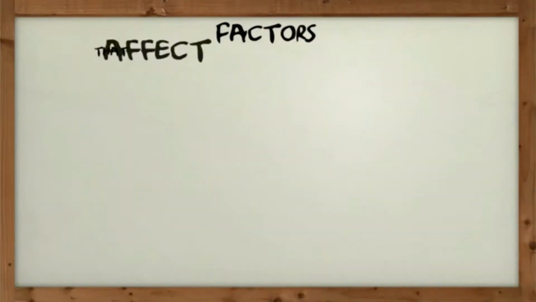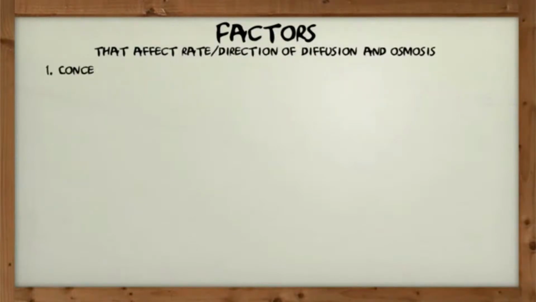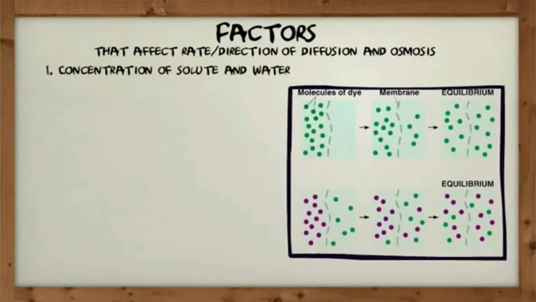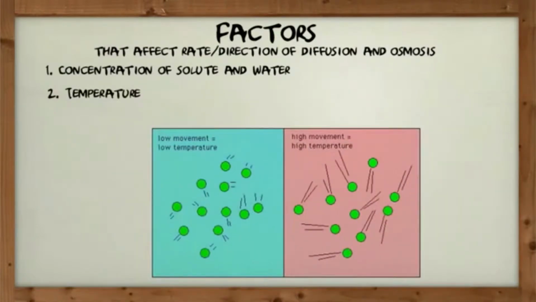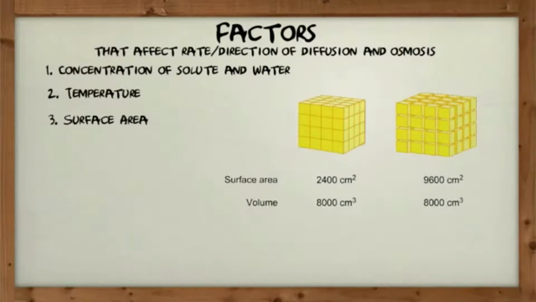Factors that affect the rate and direction of osmosis and diffusion include solute and water following their own concentration gradient from high to low concentration. Temperature: the higher the temperature, the faster molecules move across the membrane. Surface area. The larger the surface area, the higher the rate of diffusion and osmosis. This is the reason why cells are small.